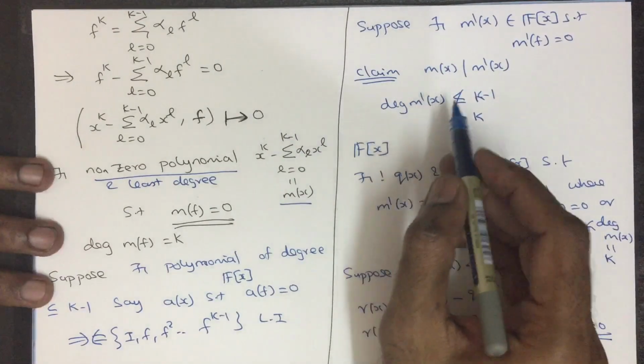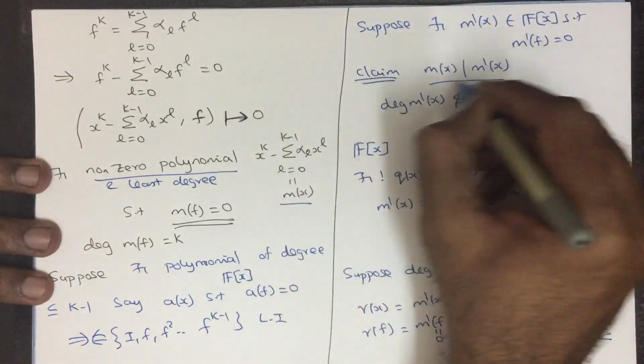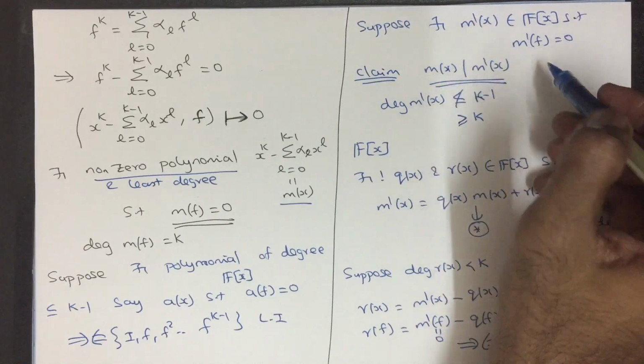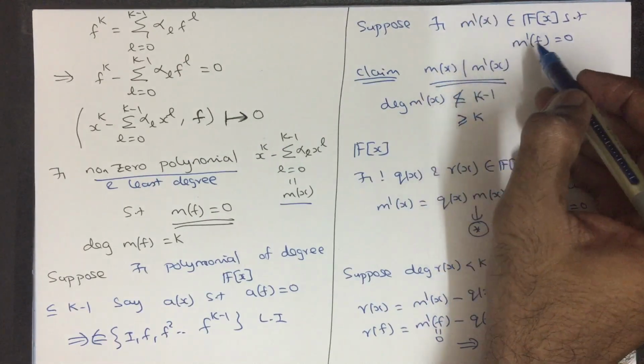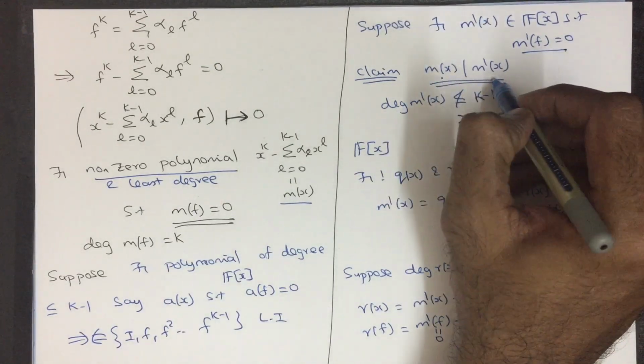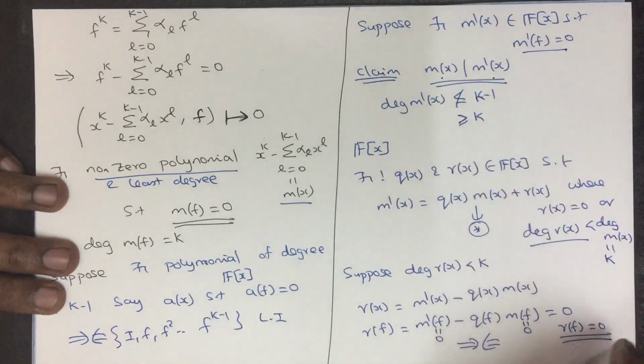Therefore we have just shown the claim that m of x divides m dash of x. What it says is, if you have some other polynomial m dash of x which satisfies the property that m dash of f is 0, then m of x has to divide m dash of x.